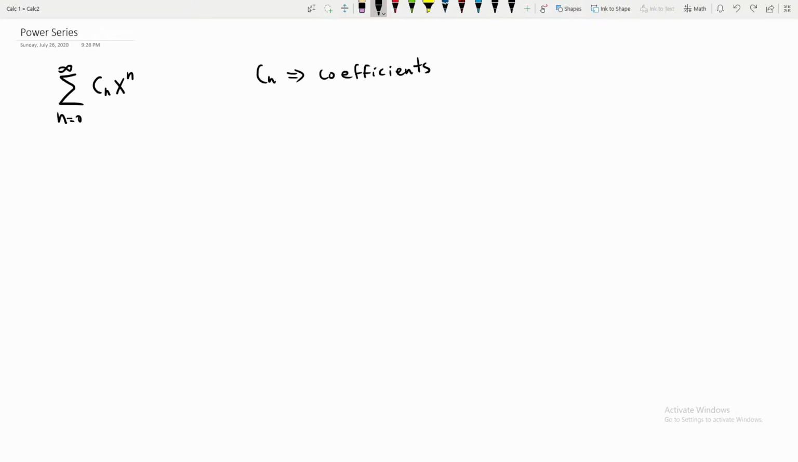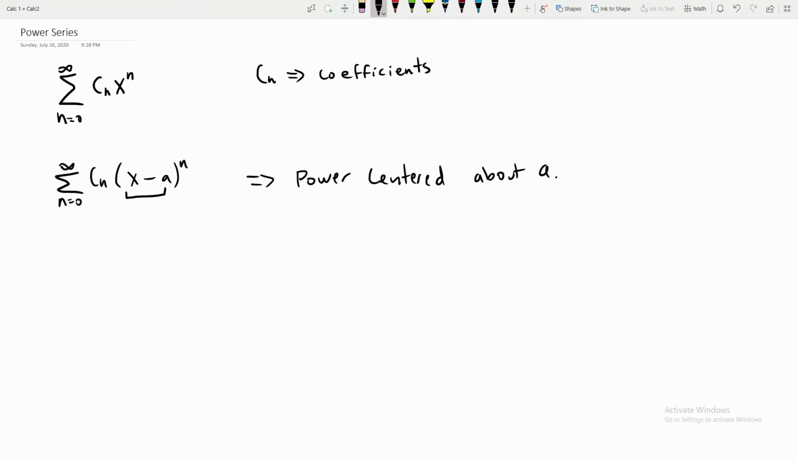So a more general way of writing this power series is like this. We would have, again, from n equals 0 to infinity, c of n, and then x minus a to the power of n. Basically the only difference is that this is the more general way to write it, and this is a power series centered about a. So that's all this is. This x minus a just tells us where the center of this series is.